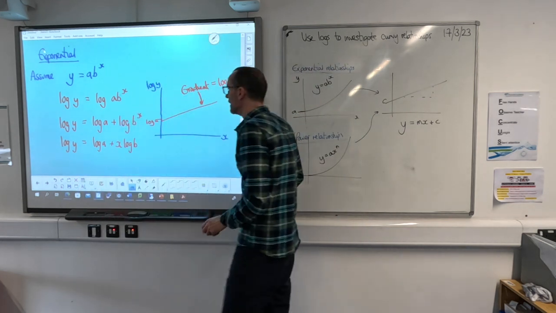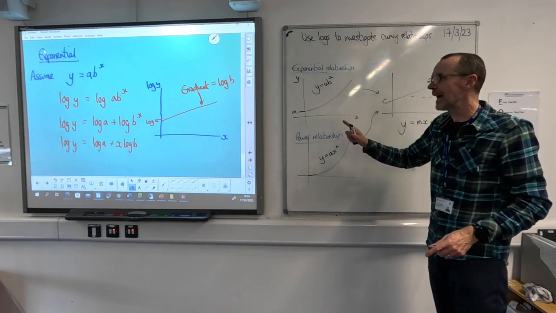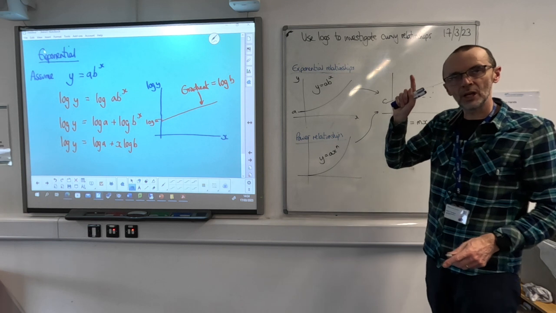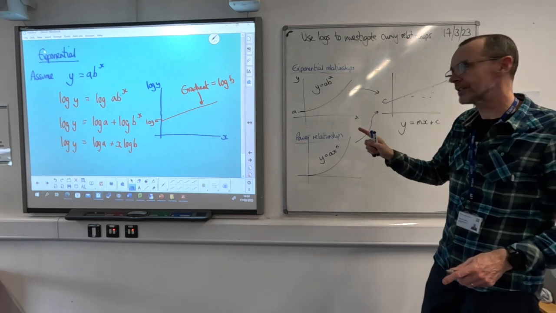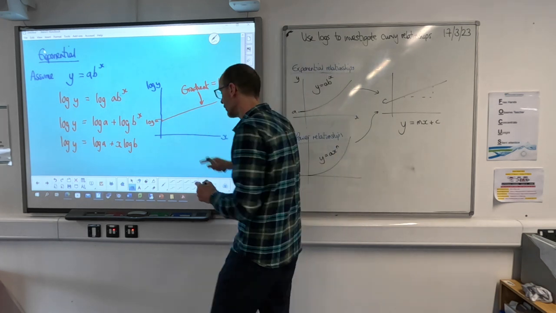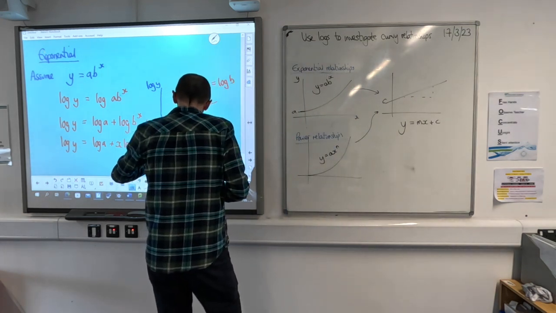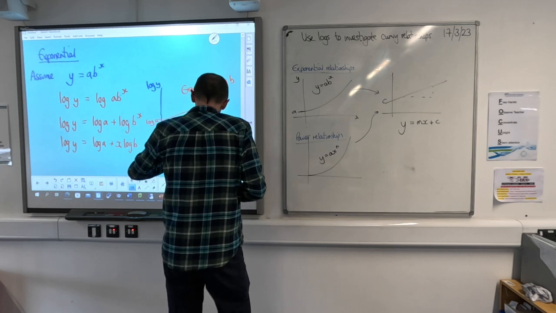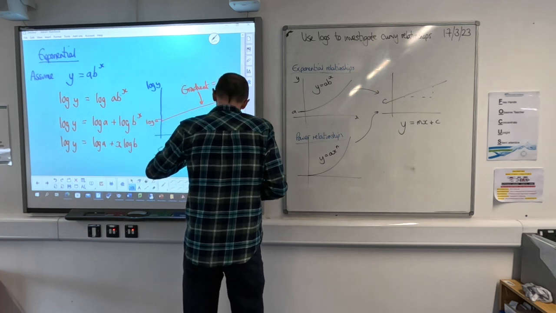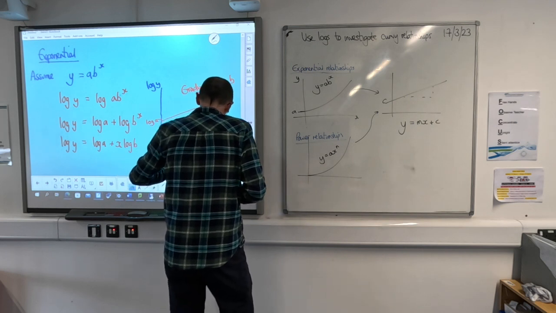And so what we find is if we take our thing that we think is exponential and we plot log y against x, not y against x, and you get a straight line, that indicates that you've got an exponential relationship. So a straight line confirms an exponential relationship.